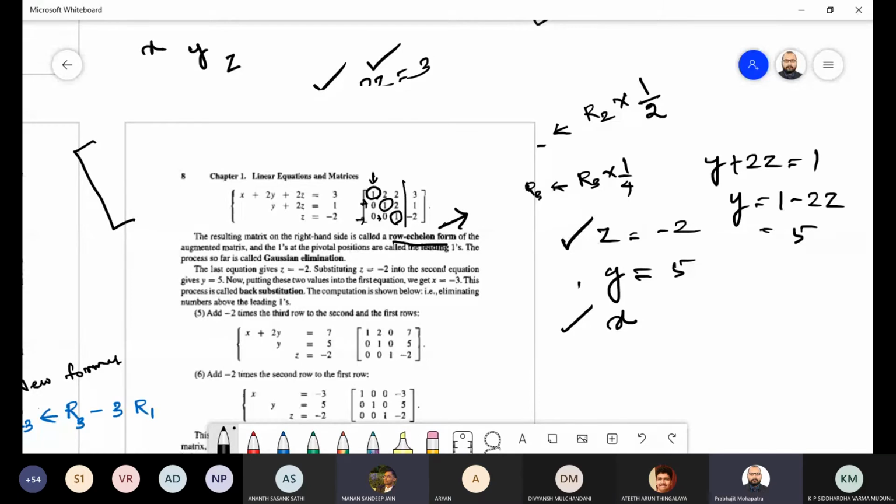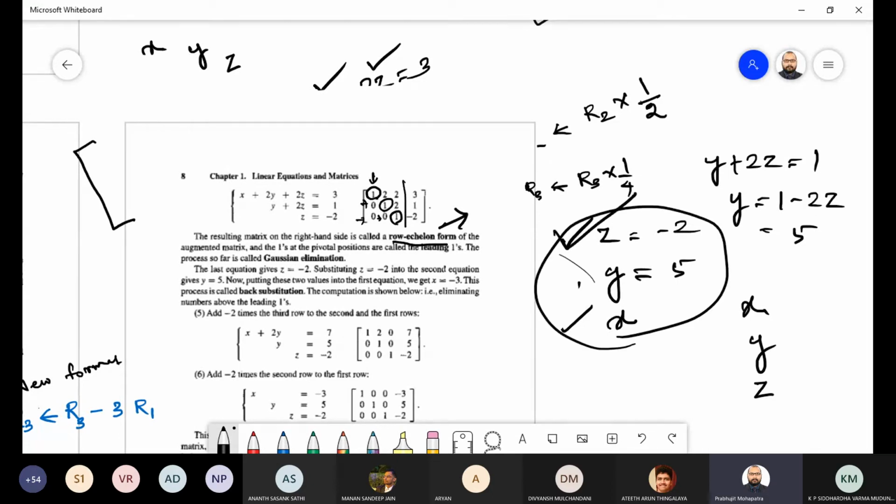So this is called row echelon form. Now my question is, can you do a little modification so that we can directly get the value of x, value of y, value of z? What we are doing here: first we get the value of z, then we substitute and get the value of y, then we substitute the y and z values and get the value of x. Can you suggest something where I'll get x, y, z directly? Sir, if we create a diagonal matrix, then we will get x, y, z values directly.